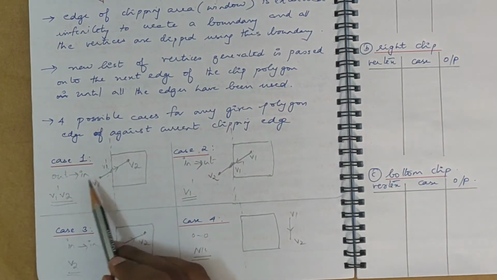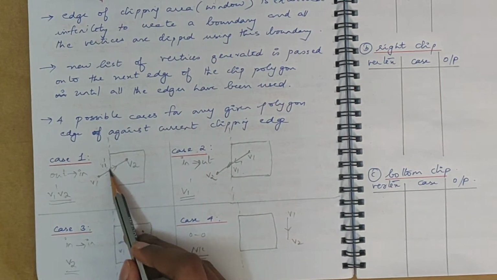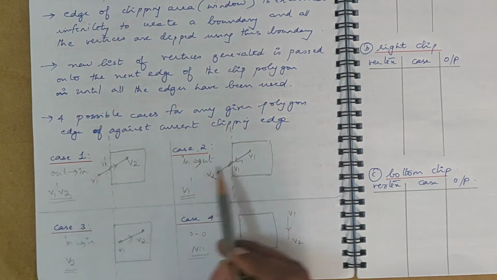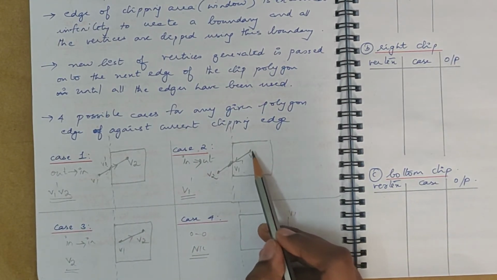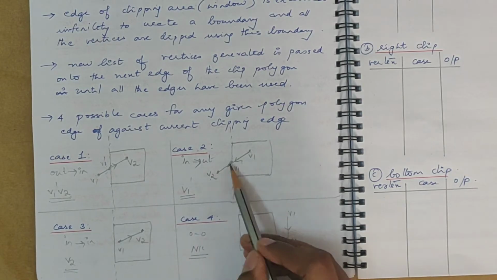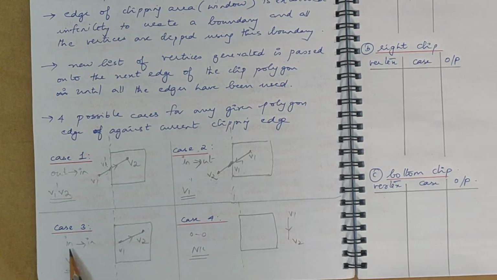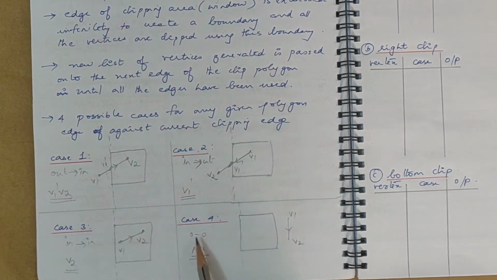Case 1 where you have the point going from outside to inside. In that case, the point of intersection and the vertex which is inside will be added to the output list. The second case where you have in to out, the edge coming from inside to outside. In that case, only the point of intersection will be added. The third case where you have inside to inside, both the vertices are inside. In that case, you will add the second vertex to the output list. And the last case where you have both the vertices outside, you will not add anything to the output list.